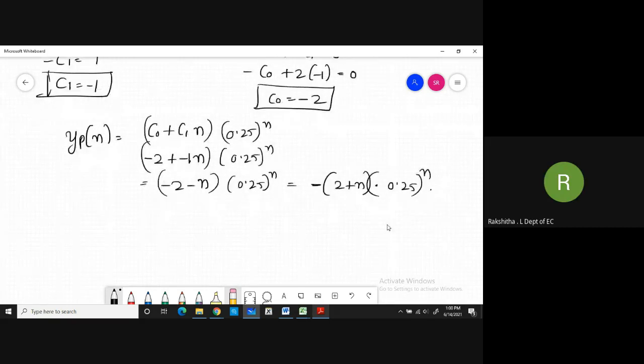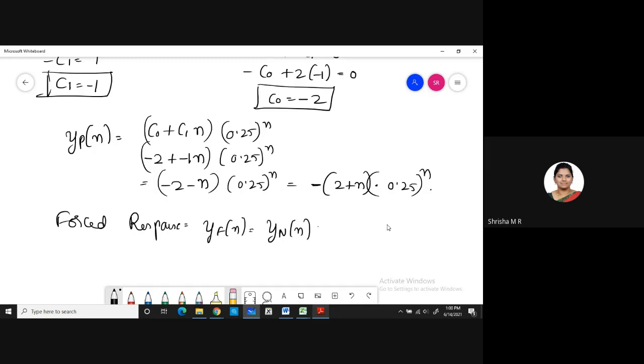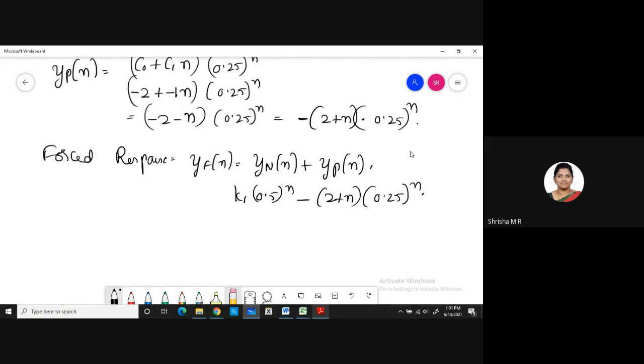Yes, ma'am. Now you find the forced response. Forced response is yf of n, which is equal to yn of n plus yp of n. So it is k1 into 0.5 to the power of n, which we have solved previously. That is of natural response structure. That is the only one we got, 0.5, from the characteristic equation. So we have to find k1 assuming 0 initial conditions, plus minus of 2 plus n into 0.25 to the power of n. So now assume 0 initial condition and find out what is k1.